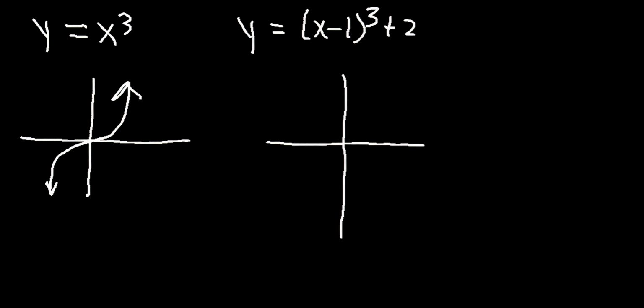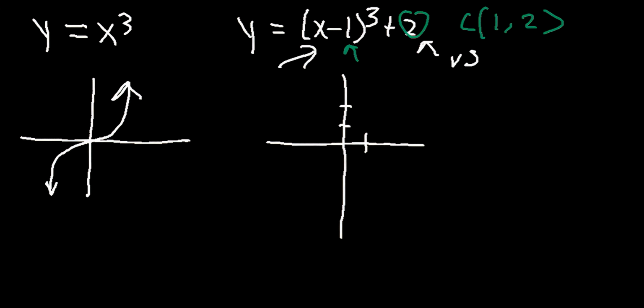The center point, where it should be the origin, it's at 1, 2. You change the -1 but not the 2. So the shift, it moves 1 to the right and it moves up 2. What you see on the inside is the horizontal shift, which is 1 to the right. This is the vertical shift, it's up 2. So the origin is now at 1, 2.